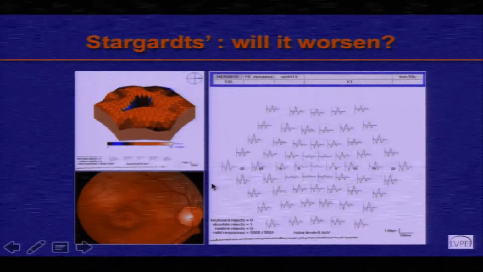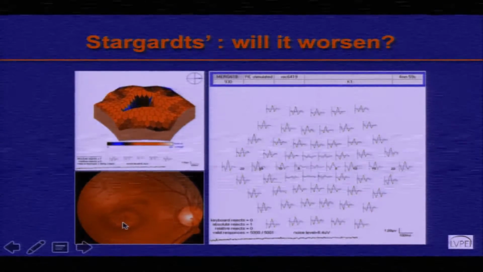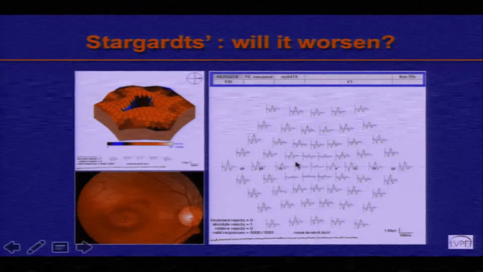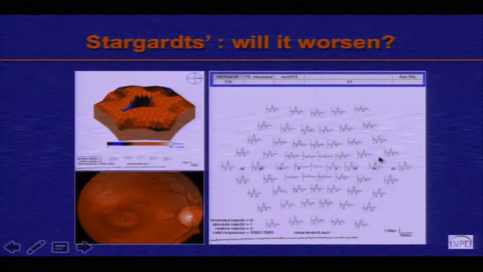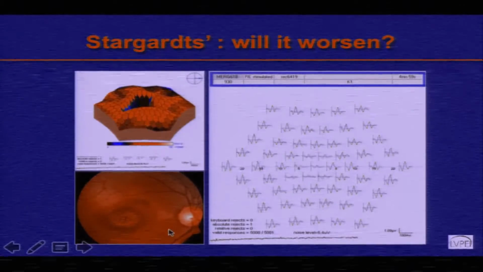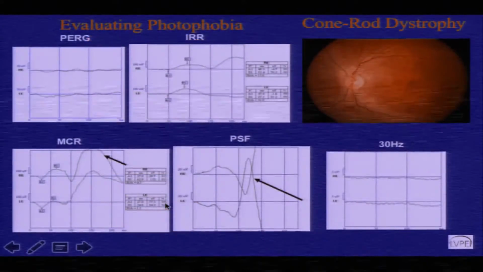So again, in Stargardt's, the patient wants to know, am I going to worsen my vision? So you can see here there are no flecks, just the central part. You do a multifocal ERG. It is telling you the function is abnormal here, but everything else is normal. So you can predict to this patient that your central scotoma will worsen, but it will not spread and you are going to have a reasonably good prognosis.